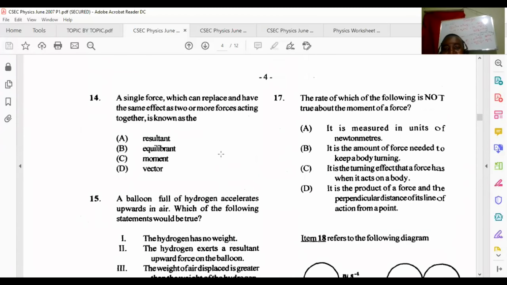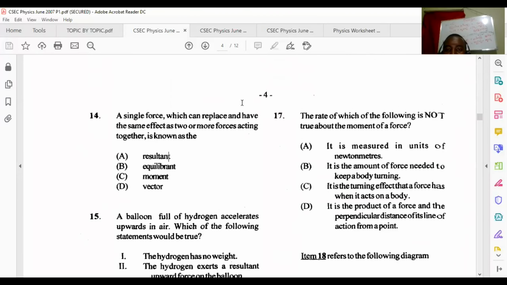All right, let's see what you do with this one. No, before 17. Which of the following is not true about the moment of a force? So which one of those is not true? Newton meters.